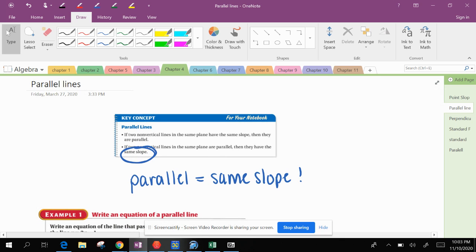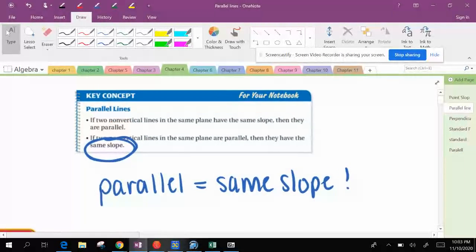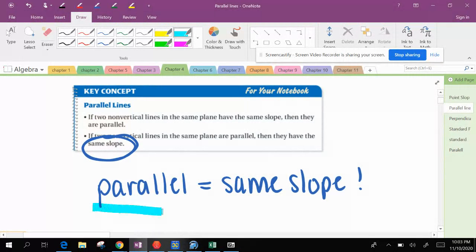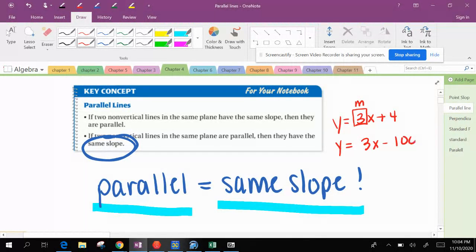Okay, we're going into the next section in chapter 4, which is parallel lines. So parallel lines, here's your key concept or your definition, but I think for the most part, you guys know what parallel means. It means that they have the same exact slope. For example, in equation form, if I have y equals 3x plus 4, 3 is my slope. If I have another equation, y equals 3x minus 1,000, 3 is also my slope. Since they both are 3, those two lines are parallel.